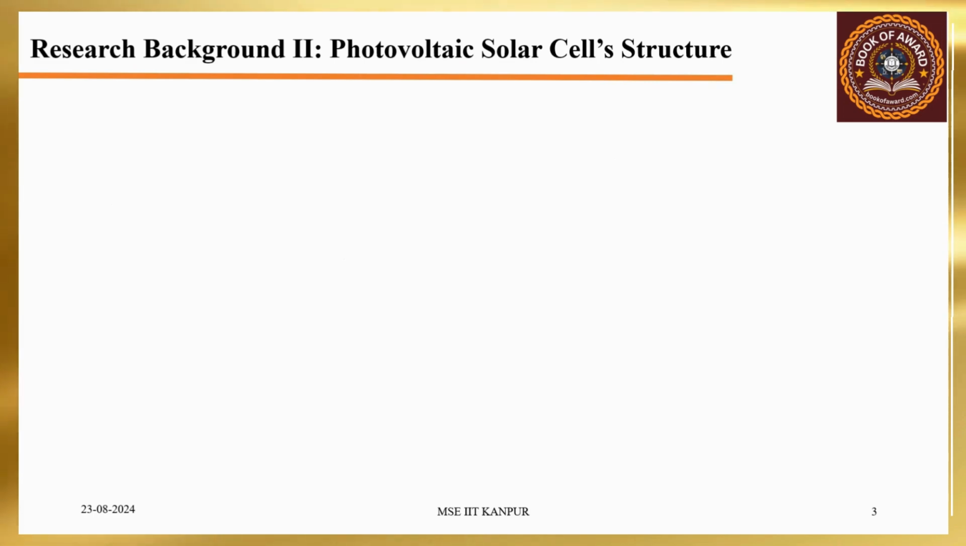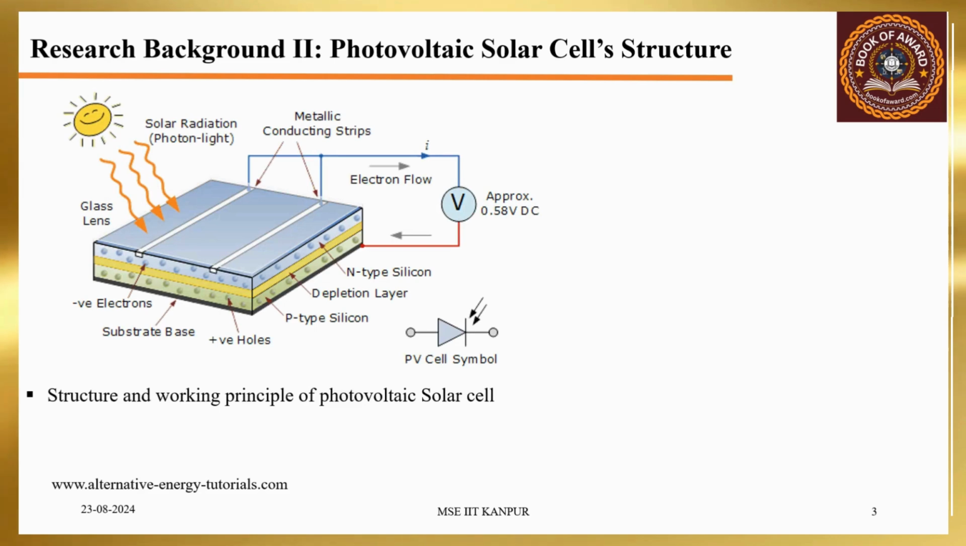To convert solar energy into electricity, we generally use a photovoltaic solar cell. A photovoltaic solar cell is a type of electronic device. The main part of a photovoltaic solar cell is the PN diode. When a P-type semiconductor and an N-type semiconductor are joined, it is called a PN diode. When they are joined, it creates the depletion zone.